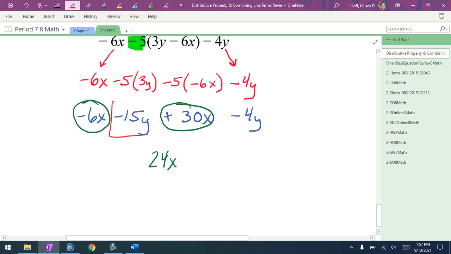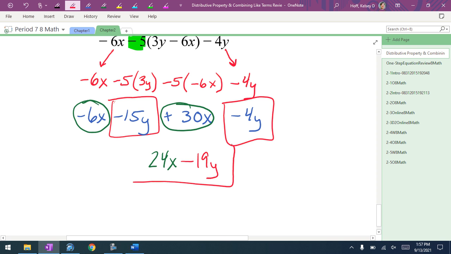I'm going to put a rectangle around negative 15y. Is there anything that can be combined with negative 15y? Negative 4y. Do exactly what it says. Negative 15 minus 4 is negative 19y. Your signs are so important when you're multiplying.